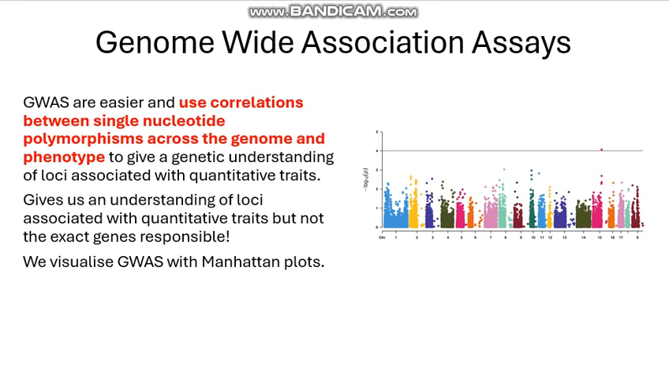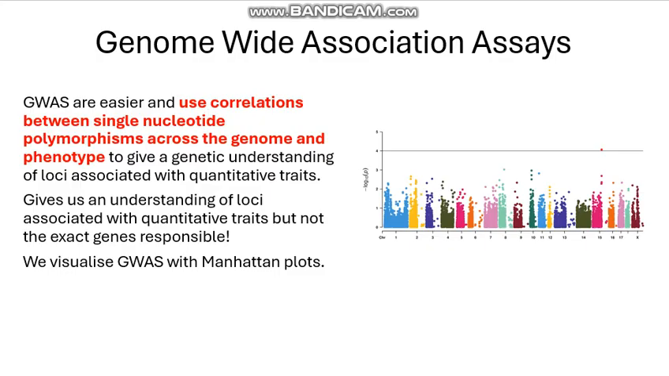Moving on to genome-wide association assays, which is our last topic for this section. Genome-wide association assays are easier than QTL mapping, and they use correlations between single nucleotide polymorphisms, SNPs, across the genome and phenotype to give a genetic understanding of loci associated with quantitative traits.